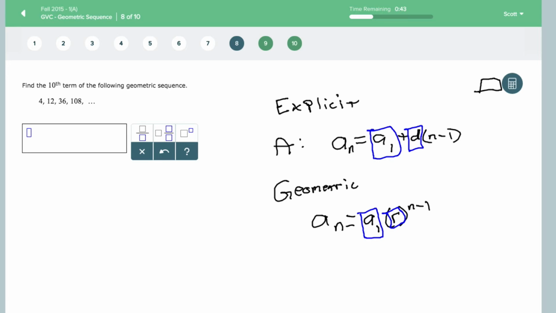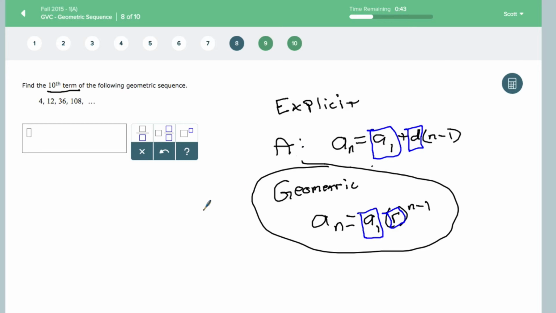Oh, it changed. But it's okay that I left the formulas up because we're going to use them. Find the 10th term in this geometric sequence. So right now we're going to use this sequence formula right there, and I want the 10th term. Let's go ahead and start. What is the 10th term?